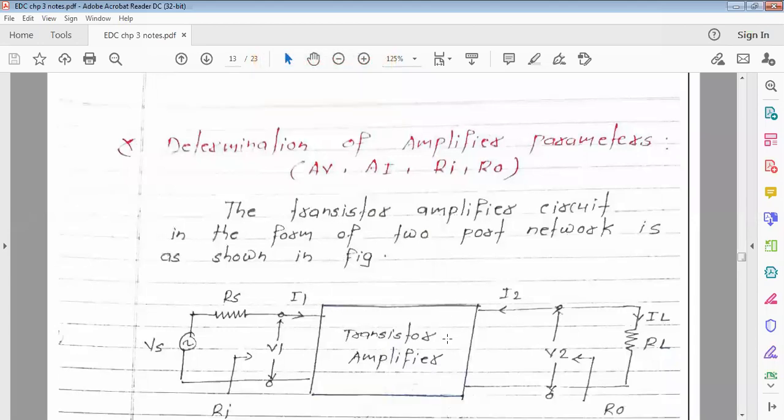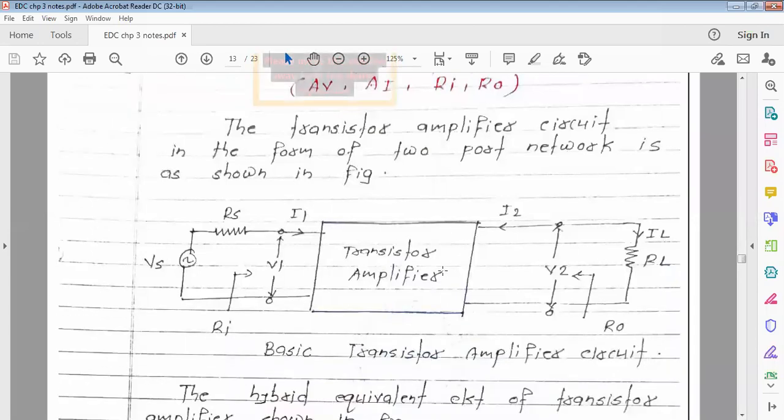The transistor amplifier circuit is in the form of a two-port network, as we know. What does two-port mean? It has an input port and an output port, with input voltage and output voltage. Vs is the supplied voltage, Rs is the source resistance. V1 is the input voltage, I1 is the input current, Ri is the input impedance. Here V2 is the output voltage, I2 is the output current, RL is the load resistance.